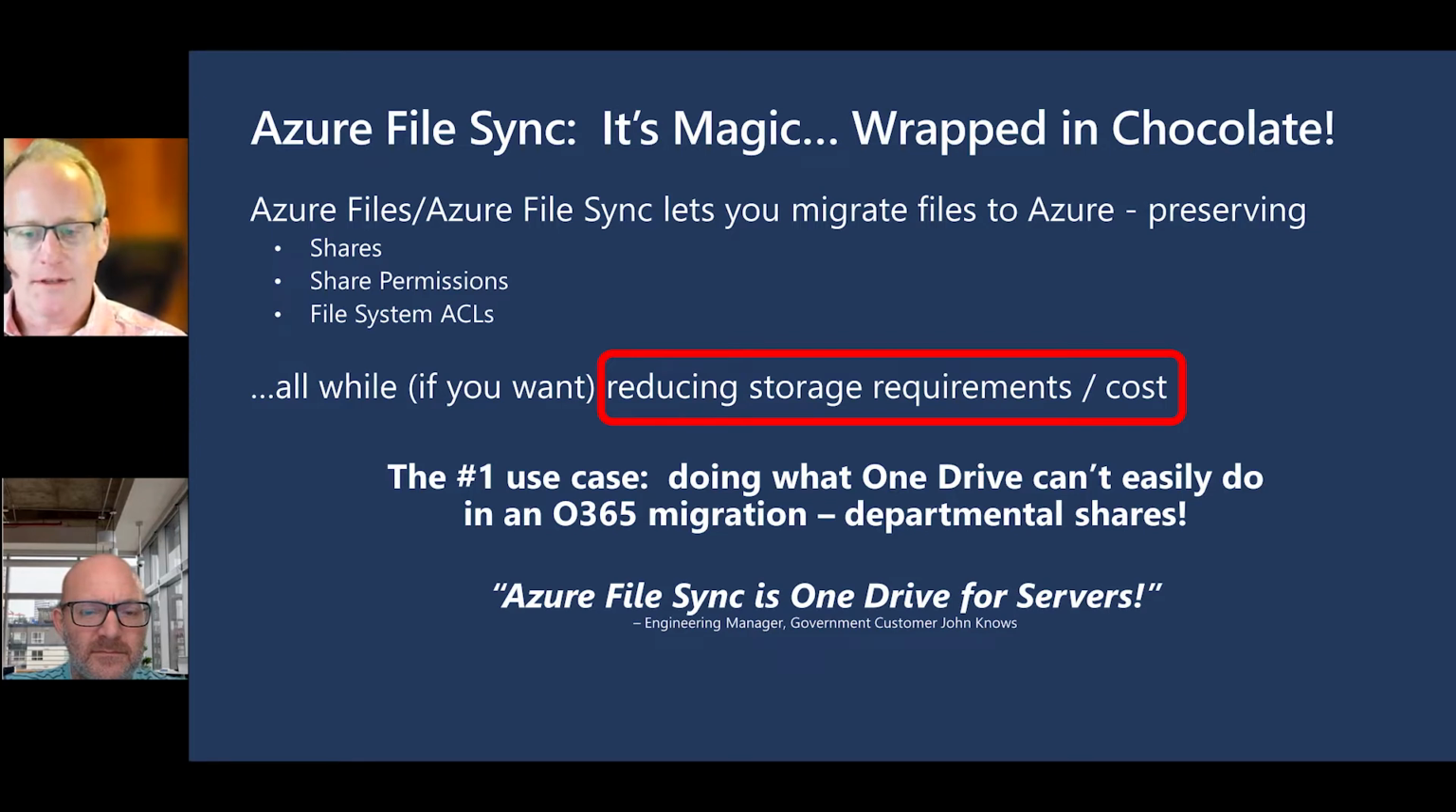The number one use case is doing some things that OneDrive can't easily do. In an Office 365 migration, you might move people's home drives to OneDrive and synchronize those up. But with departmental shares, organizations have an investment in ACLs, and it's not user-specific data, it's departmental data, and it's really hard to move that to SharePoint. I had one customer that called this Azure File Sync technology OneDrive for servers. But the key thing here is it's going to reduce the storage requirements and cost on our AVS cluster when we target file servers with stale data.